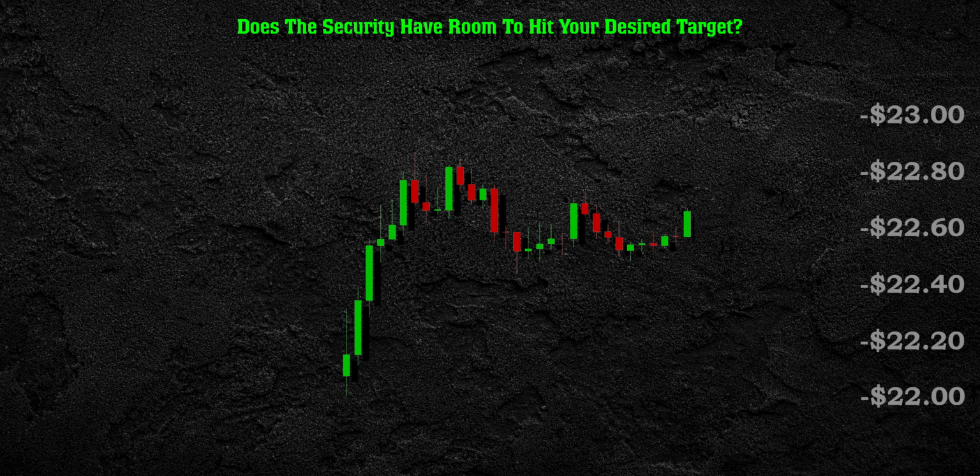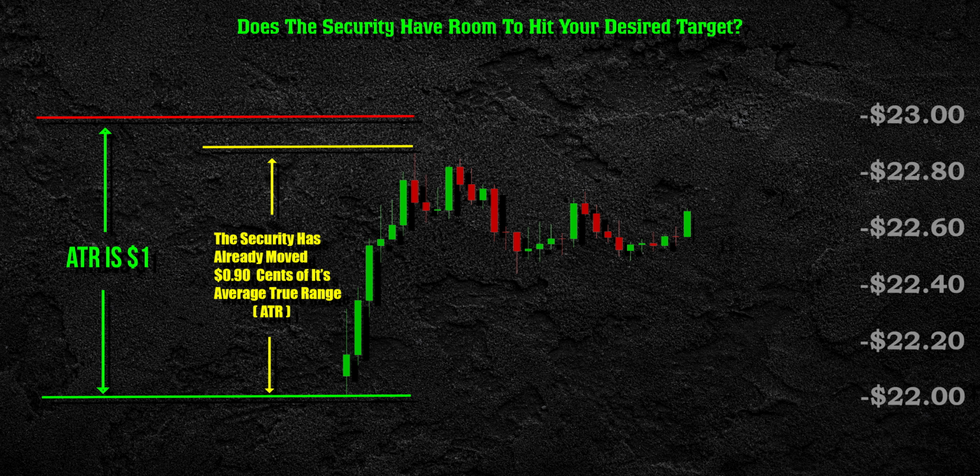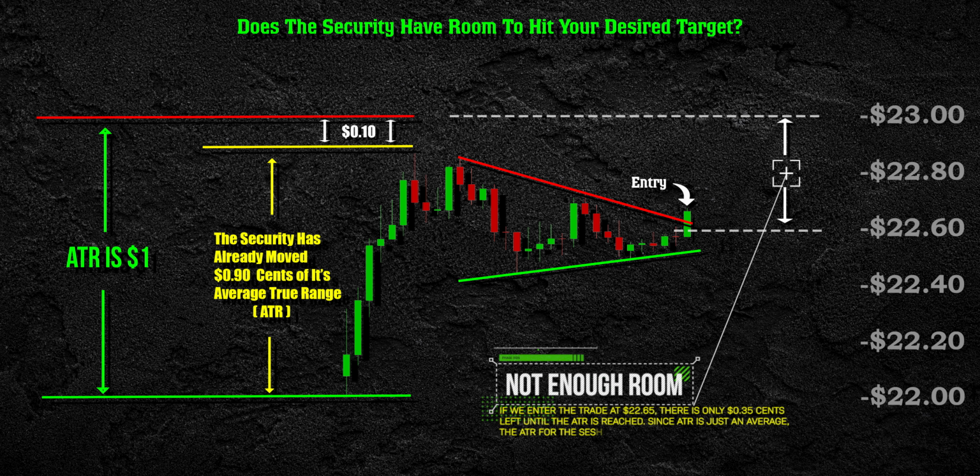Let's say the security has an average true range of $1, and let's say the security has already moved 90 cents during the session. And then you see a consolidation. It wouldn't be wise to take that consolidation long, because you're not going to have that much room to move according to the ATR, right? If you're entering at the highs of that day's average true range, likely the stock is just going to reverse and the consolidation is going to fail.